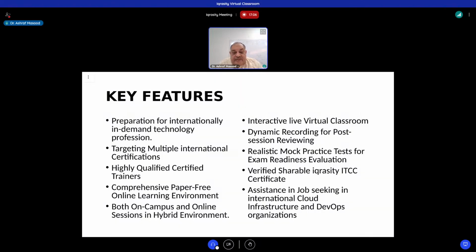Well, some of the key features of the program, I have already mentioned. It's a preparation for internationally in-demand technology professions, and we target multiple international certifications. In fact, the certifications have been put together in such a way that the individual is acceptable to the industry as soon as the certification is completed, maybe at a beginner level or an intermediate level, or in certain cases even at a higher level. So it's creating an opportunity for a job right away, immediately after the completion of the certifications.